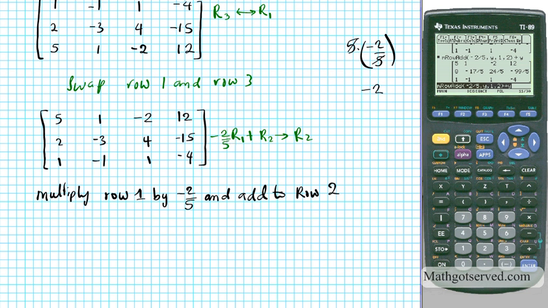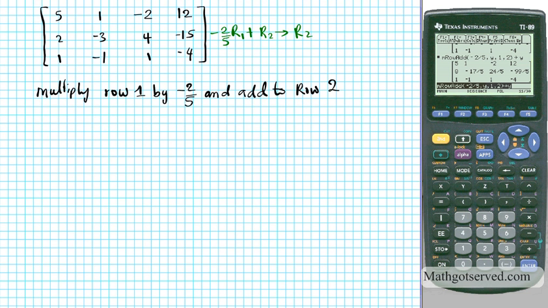So what's it going to be? After doing that command, we're going to have row 1 stays the same, 5, 1, negative 2, and 12. Row 2 becomes 0 here because of this thing that we did over here. 0, and then everything else becomes a messy fraction, negative 17/5, 24/5, negative 99/5. And then the last row, we didn't do anything to it, so we'll leave it alone. 1, negative 1, 1, negative 4. Okay? Alright.